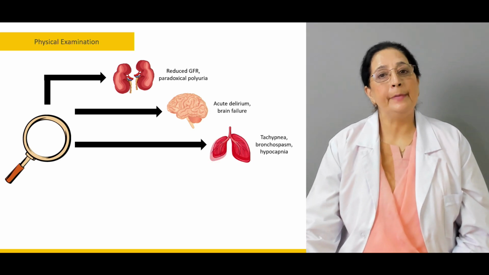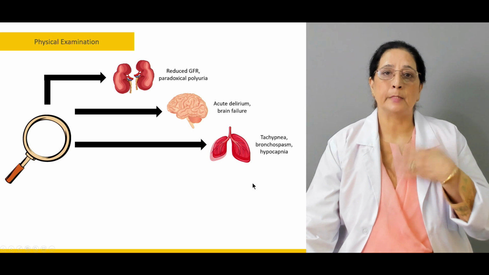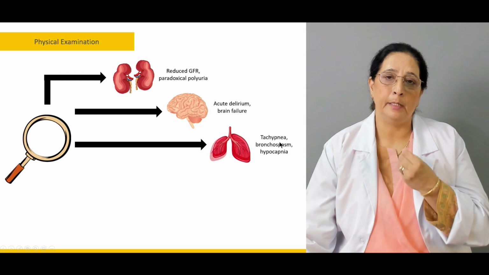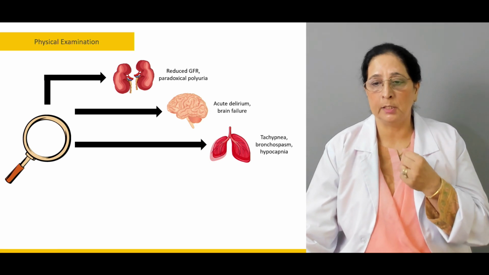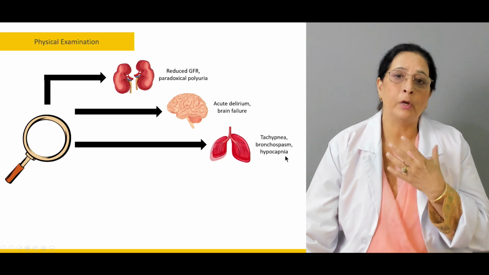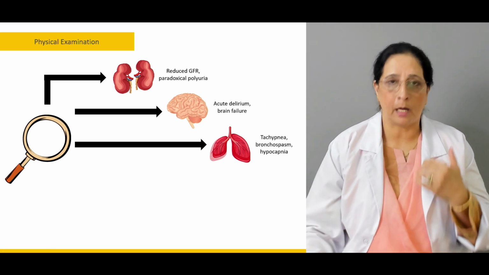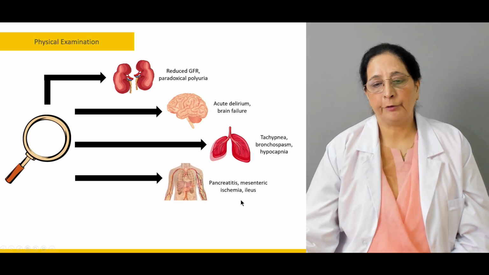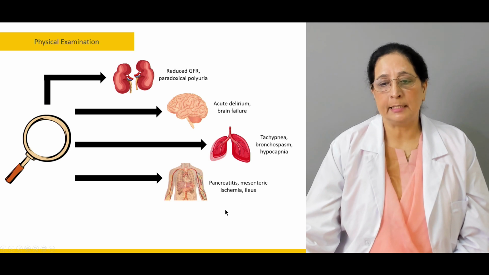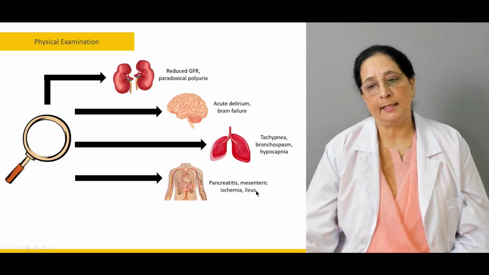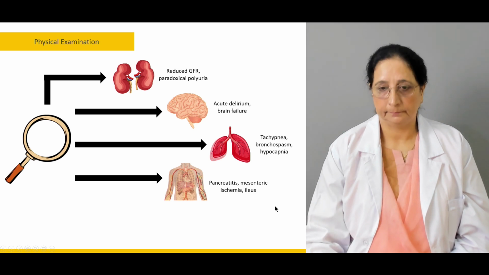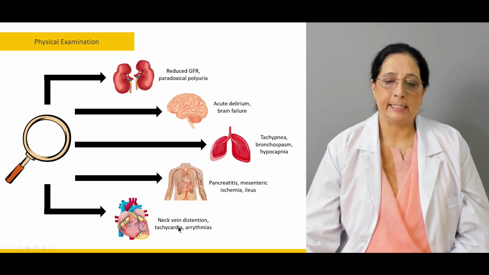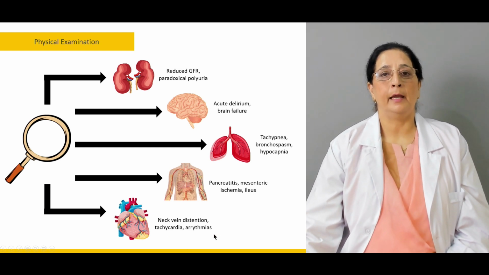Then we have tachypnea. Tachypnea is fast breathing. Bronchospasm, narrowing of the bronchi or bronchioles, and then hypocapnia, a decreased carbon dioxide level. Pancreatitis, mesenteric ischemia, and ileus can also occur. Then we have neck vein distension, tachycardia, and arrhythmia.